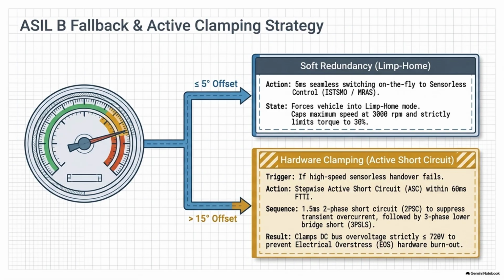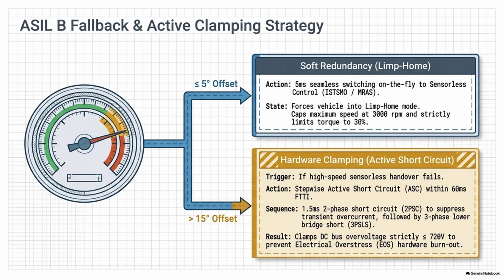Okay, and MRAS? Model Reference Adaptive System. The computer has a perfect theoretical mathematical model of the motor, the reference model. Then it has an adaptive model that is constantly tweaking its own parameters based on the real-world current feedback. Yep. When the outputs of the two models match, the system knows its estimated rotor angle is correct.